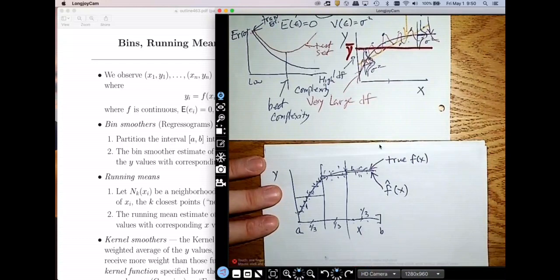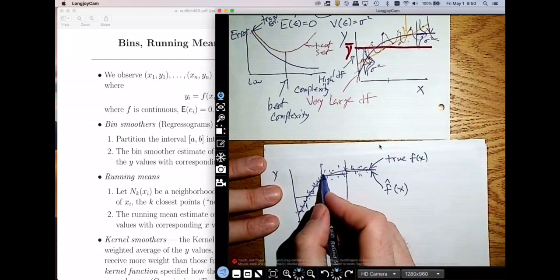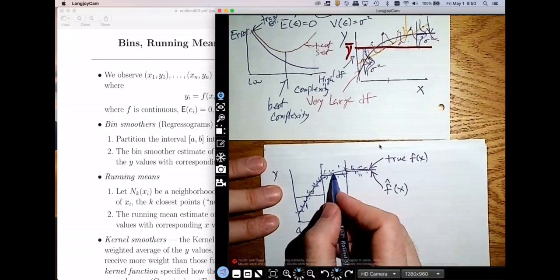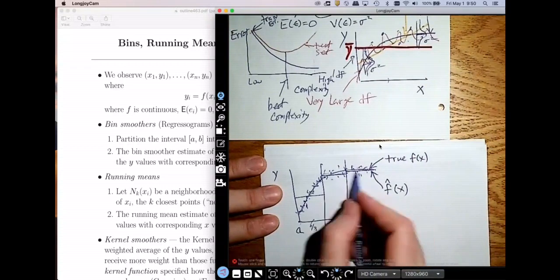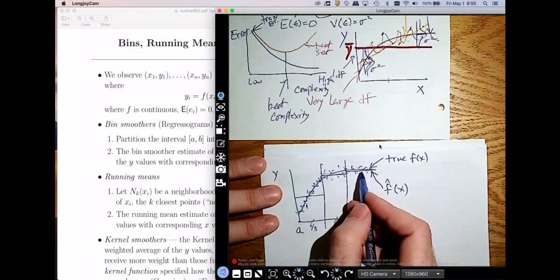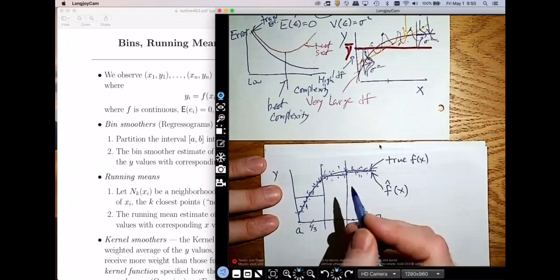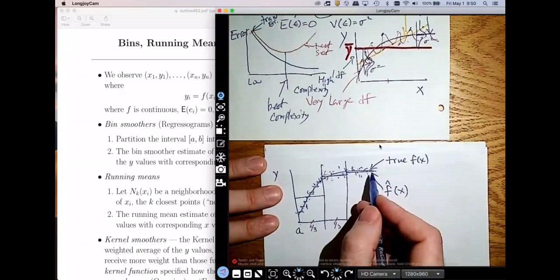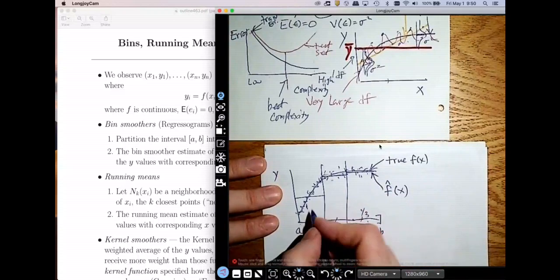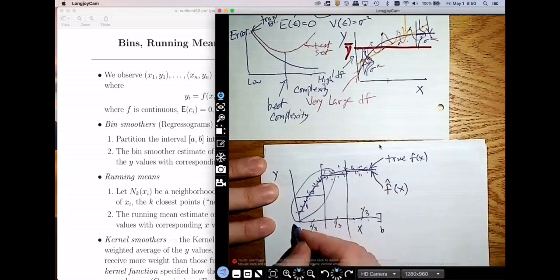Not particularly smart because the function is very flat out here. I don't need a lot of bins to describe the nonlinearity here because there isn't much nonlinearity. On the other hand, actually it's not nonlinearity, it's just slope. There is no slope here, whereas off in this region, I really need more bins. This is where I need the bins.